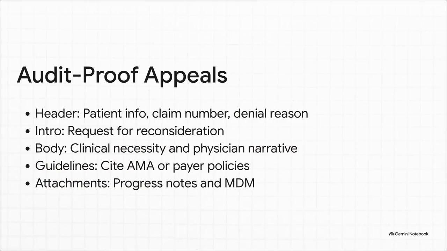So, how do we build an audit-proof appeal packet? You literally have to stack your evidence like a lawyer building a case. Your body paragraph needs to crystal clear explain the clinical necessity by highlighting the physician's narrative. You can't just write, "We deserve to get paid." No way. You have to link the clinical terminology directly to published AMA E&M guidelines or specific CMS policies. And lastly, ensure your attachments include the complete, unedited progress notes that actually prove your medical decision-making level.